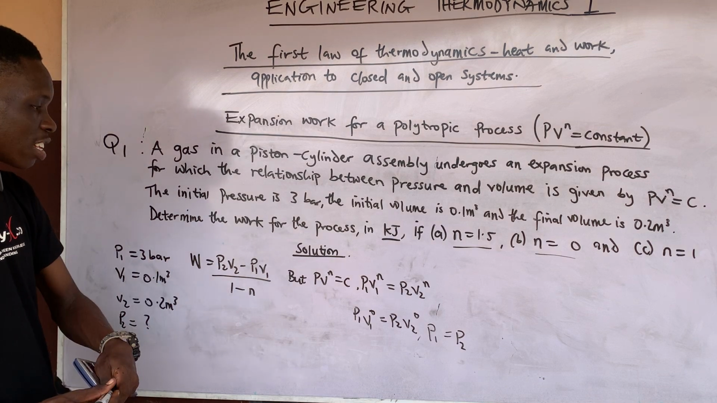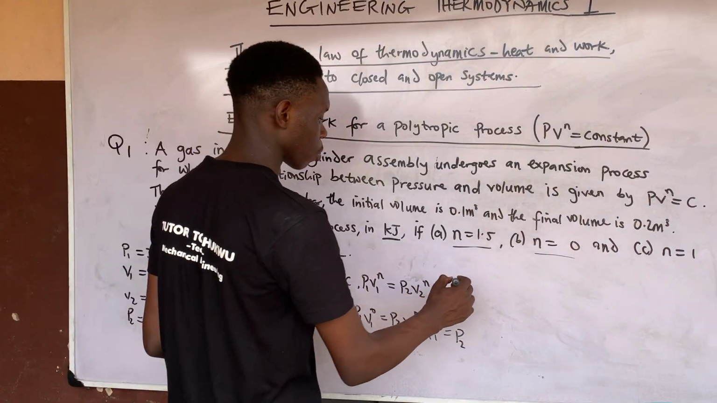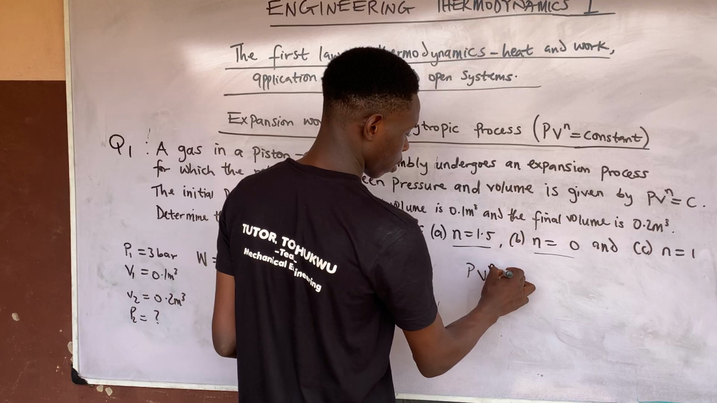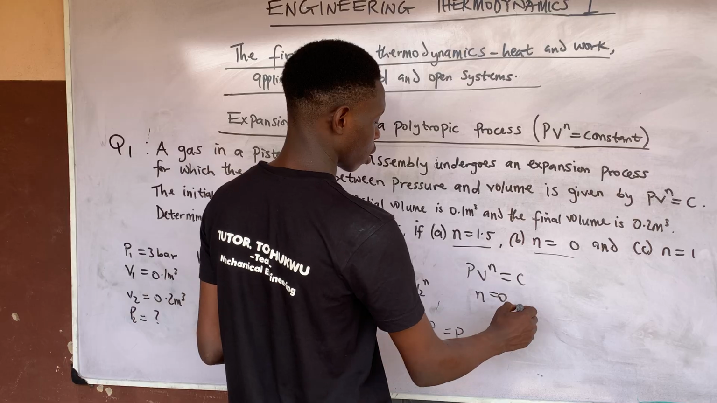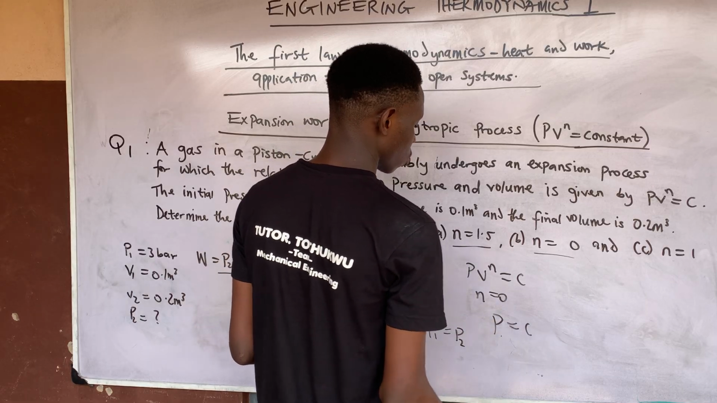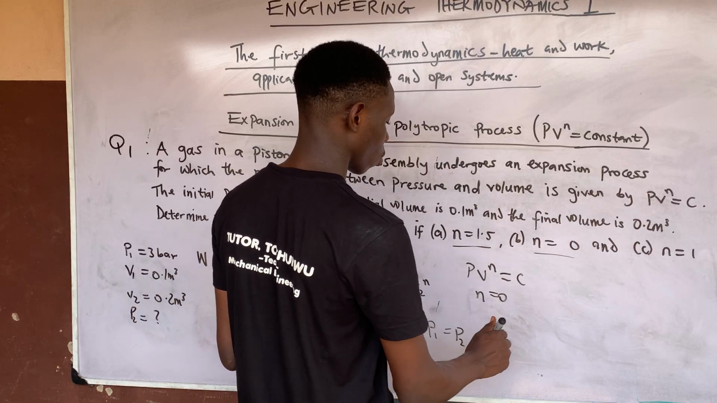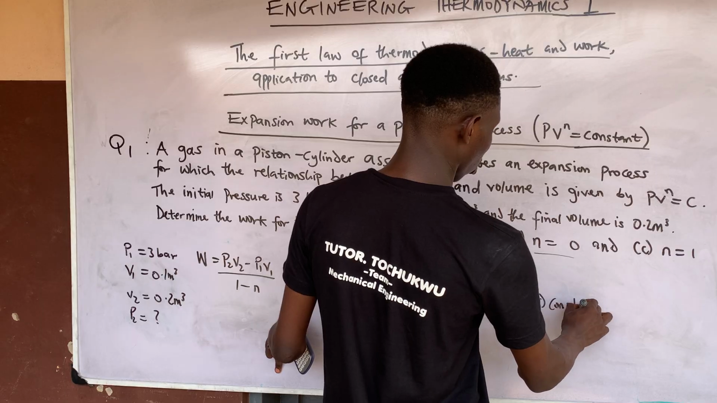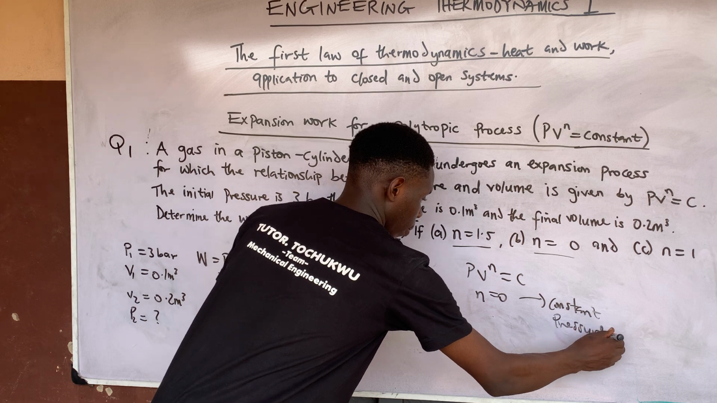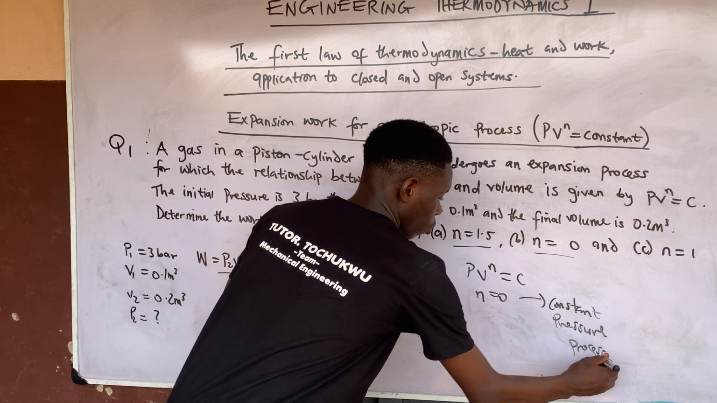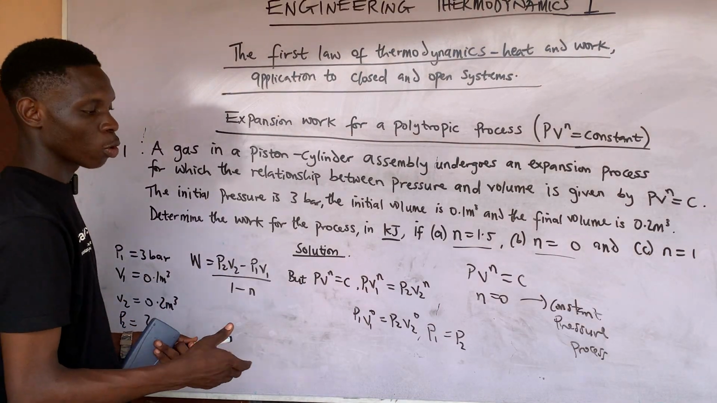What have we been able to establish from this? We know that for a polytropic process with polytropic index n equals 0, our pressure is constant. So in other words, when n equals 0, we obtain what we call a constant pressure process, or an isobaric process. So our pressure is constant for both states. Now we have P1 equals P2, which equals 3.0 bar.